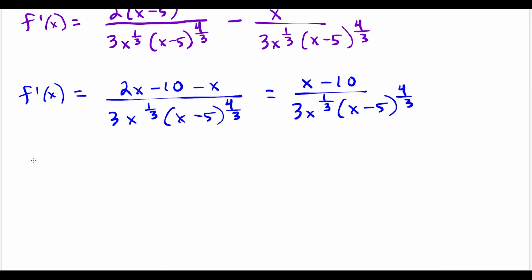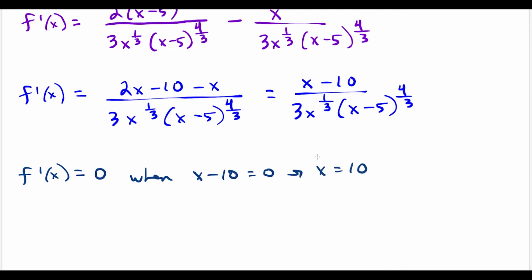So now let's find the critical points. Now there's two types of critical points. We have to be very careful here. The most common critical point that students look for is when the derivative is 0. And if your derivative is in fraction form, a fraction is equal to 0 when the numerator is equal to 0 and the denominator is non-zero. So in this case, we say f prime is 0 when just the numerator x minus 10 equals 0. And this is going to give us x equals 10 as one of our critical points.